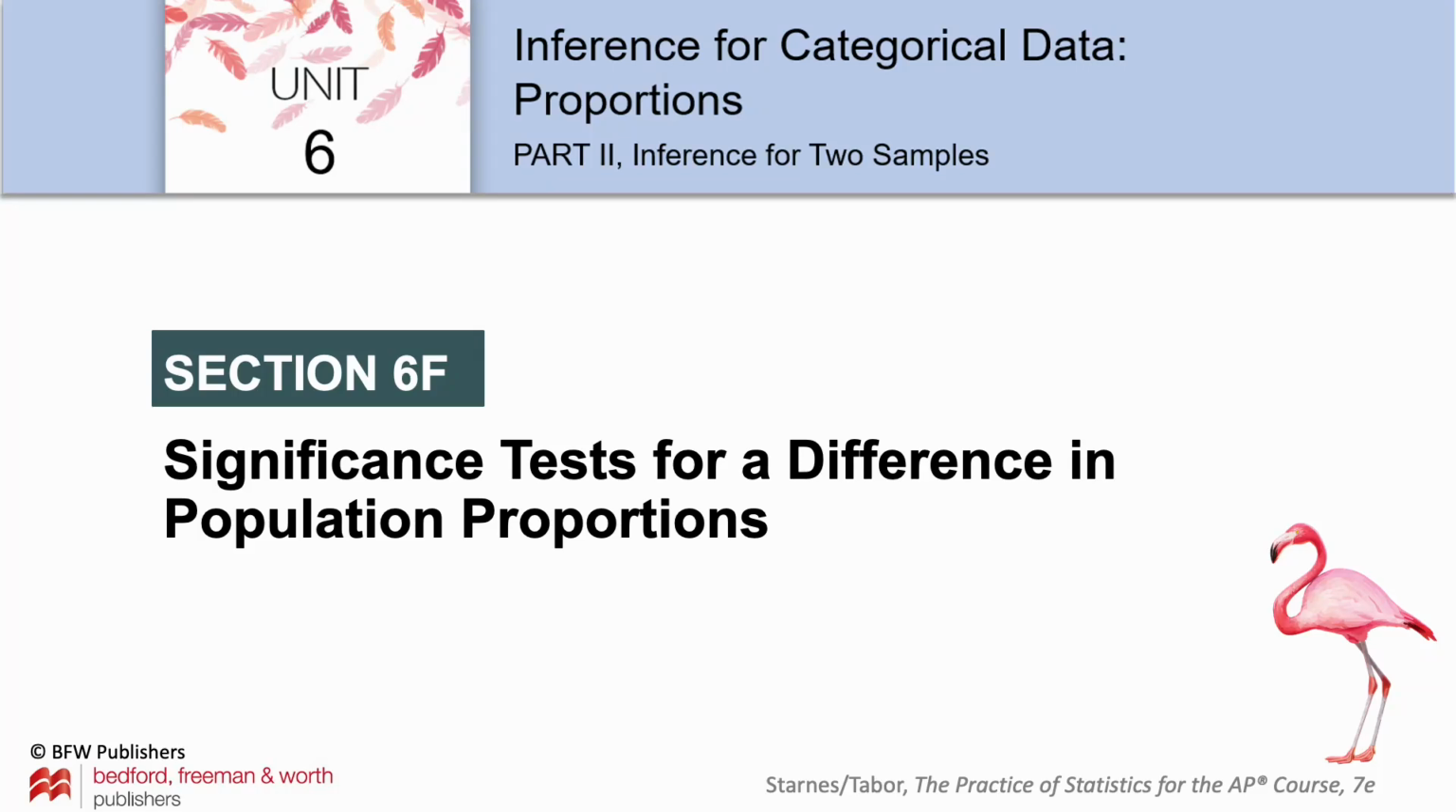Hi, we're moving along in our chapter 9. This is section 3 in our unit 6, and we're talking about significance tests for a difference in population proportions. So when it says proportions, we're talking about more than one. So we'll be working with two of them.